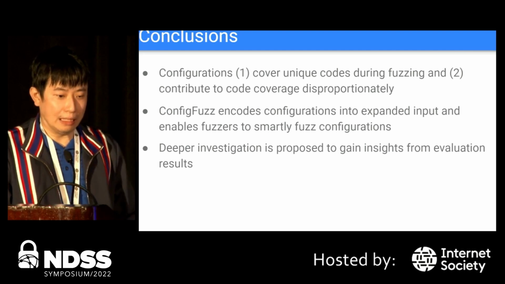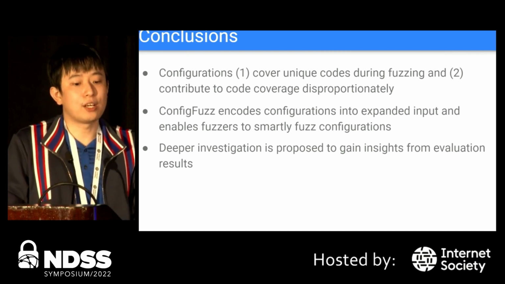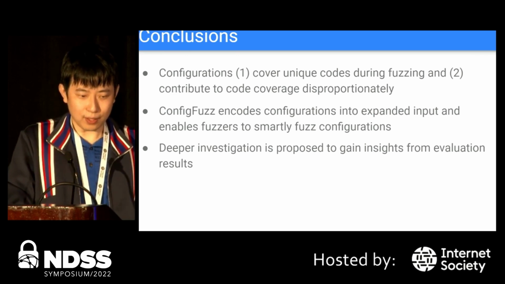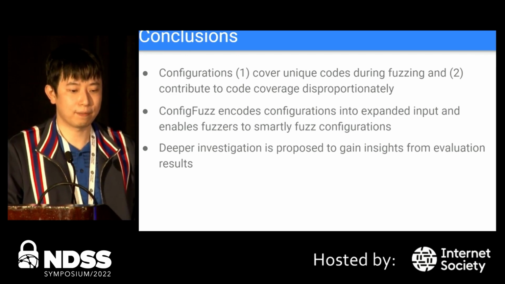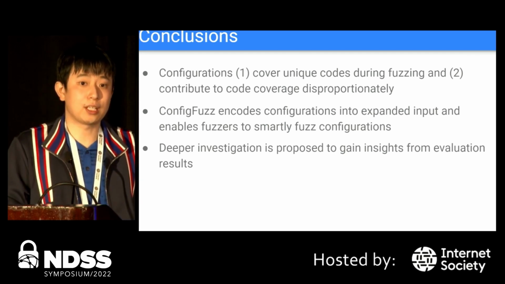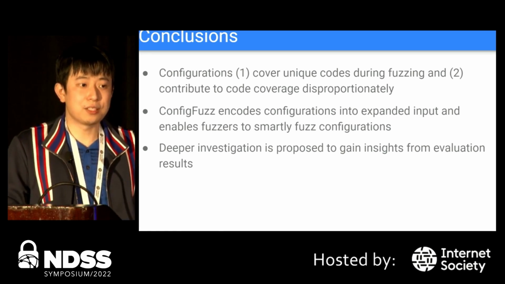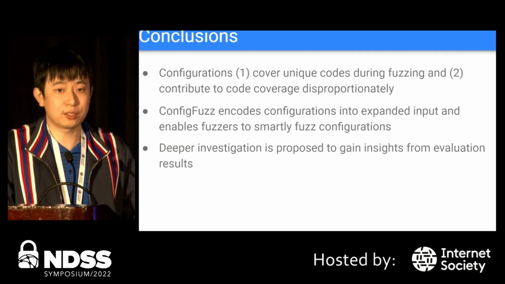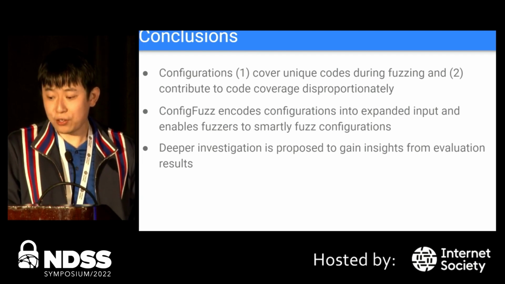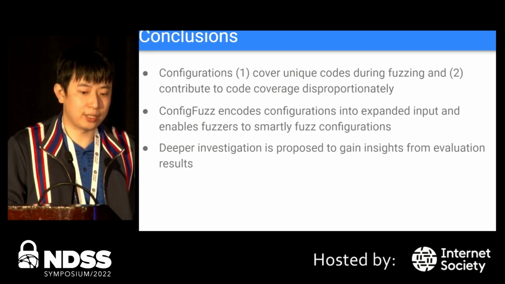So in conclusion, in this paper, we first did an empirical study. We found that configurations cover unique lines of code during fuzzing, and they contribute to code coverage differently. Based on this, we designed ConfigFuzz, which encodes the configurations into the expanded input of a program, so that the fuzzer can smartly fuzz configurations with its coverage feedback loop. We did a preliminary evaluation experiment, and based on the results, we found we need to do a deeper investigation to get insights from them.